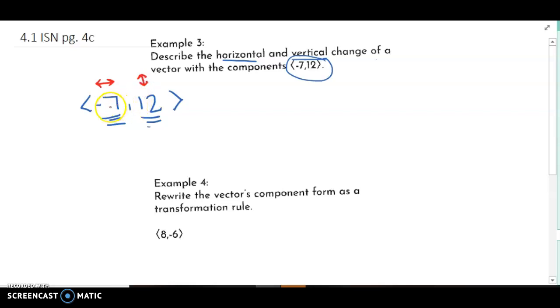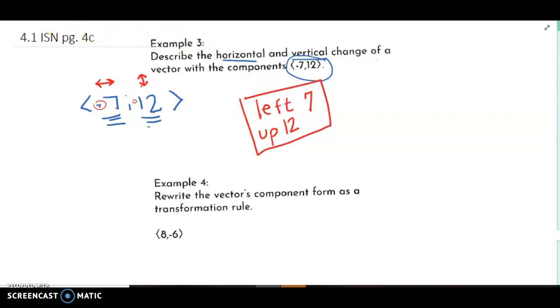If this is negative, we're going left. If it's positive, we're going right. If this is negative, we're going down. If it's positive, we're going up. So we have a -7 first. That would tell us we're going left 7. And then a positive 12 next, so we're going up 12. And that would be our answer.